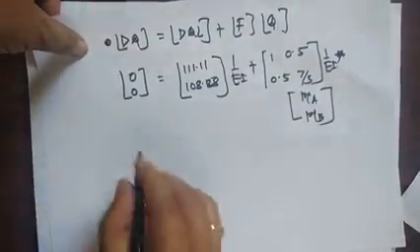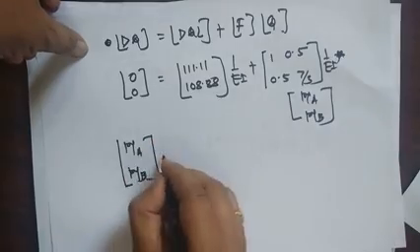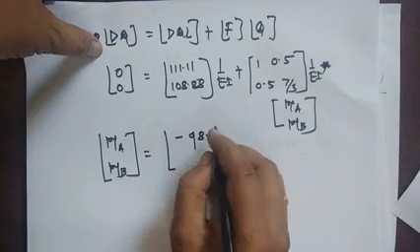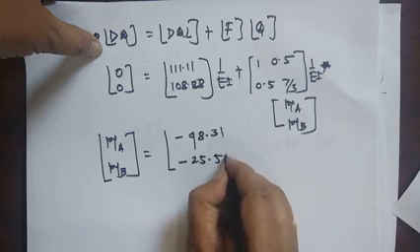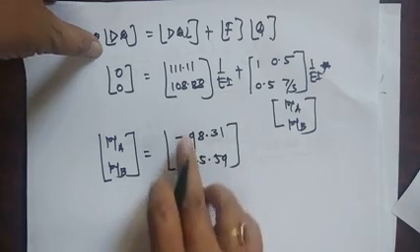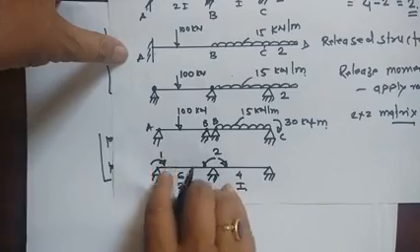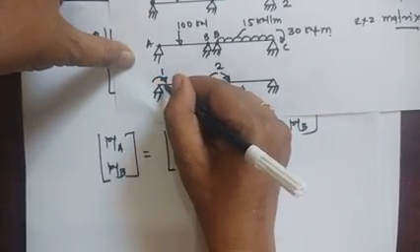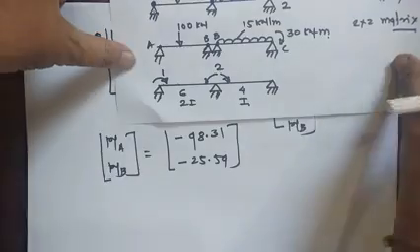So if you solve this equation, we get MA and MB equal to minus 98.31 and minus 25.59. Now what does this minus indicate? We have assumed this will produce a rotation or movement in this direction, but minus means we have to apply the fixed moments in the opposite direction. Here also we assumed sagging, but this is minus, which means we have to apply the hogging bending moment.